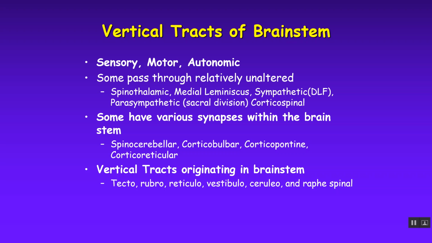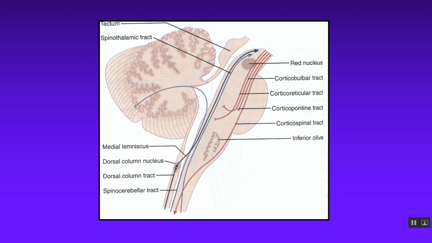Then we have lots of tracts that actually originate in the brainstem. That's where they start, okay? And you've heard them all before. The tectospinal, rubrospinal, vestibulospinal, the cerebellospinal and raphespinal, which are primarily for either pain modulation or non-specific motor activation, okay? Those are all pathways that influence either sensory or motor output that start in the brainstem. Vertical tracts. So this is showing you some of those.